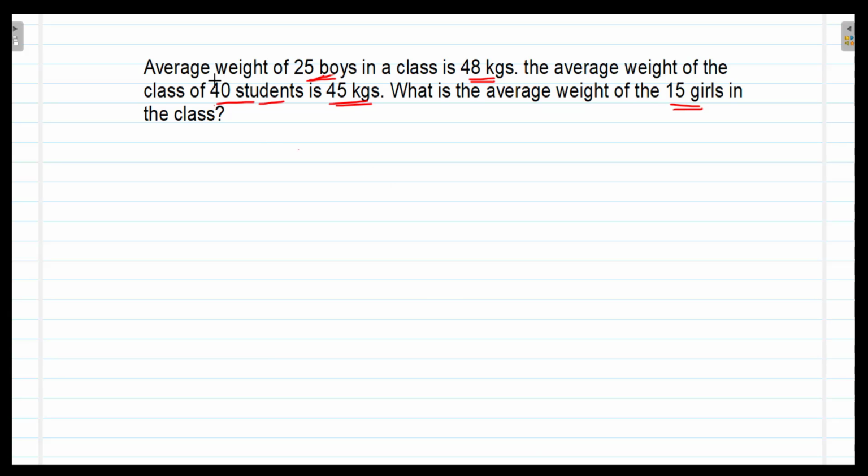Now here there are 40 students in the class, and the average weight is 45 kg. Therefore the total weight of the class will be 40 multiplied by the average weight, number of students multiplied by the average weight. And from this total weight of the class, if you subtract the total weight of the boys, you will get the total weight of girls.